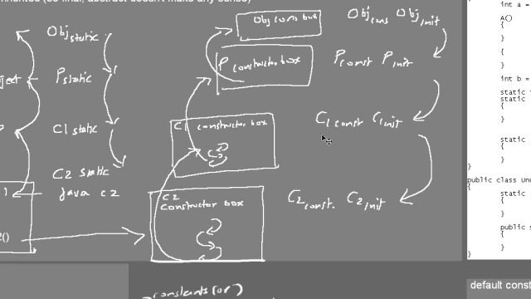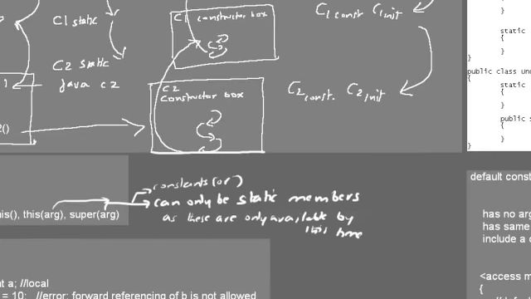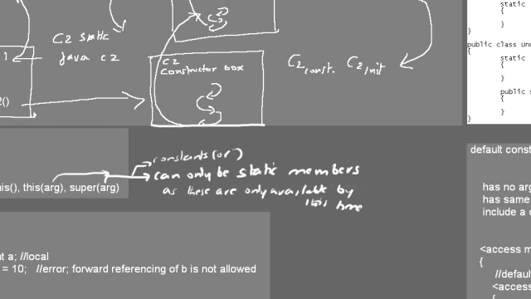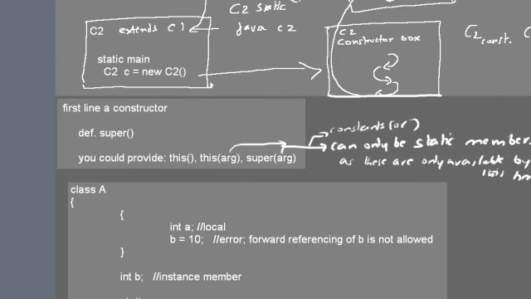Now, the same applies for C1. C1's constructor is executed, and C1's initialization blocks are executed, and C2's constructor is executed, and C2's initialization blocks are executed. And finally the control returns to this line here.